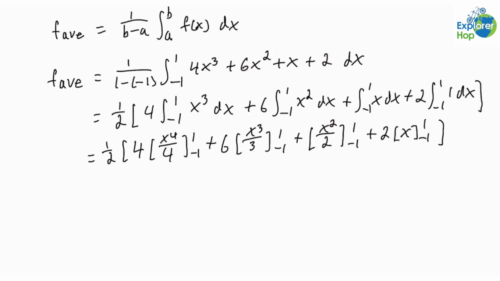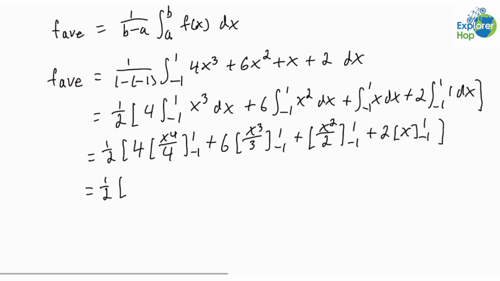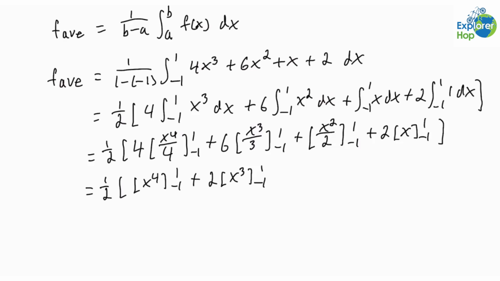Simplifying this expression, we get that this is equal to 1/2 times x to the power of 4 evaluated from -1 to 1 plus 2 times x cubed evaluated from -1 to 1 plus x squared over 2 evaluated from -1 to 1 plus 2 times x evaluated from -1 to 1.